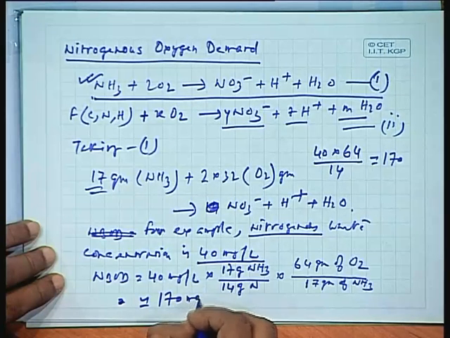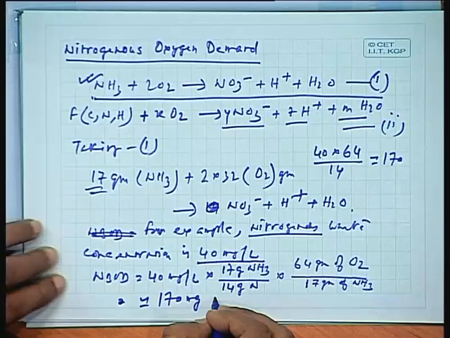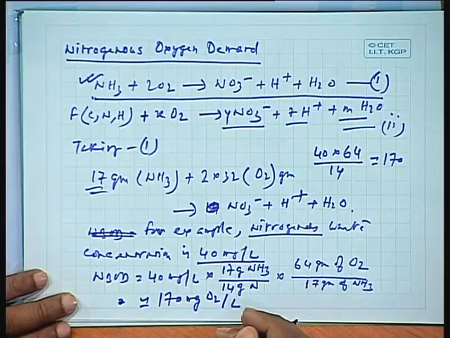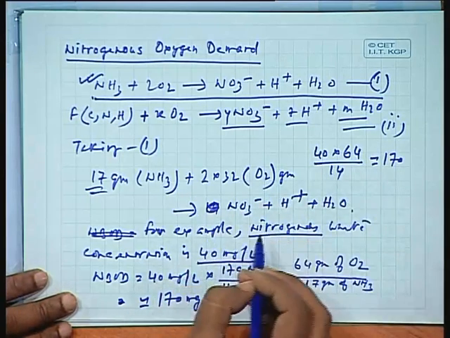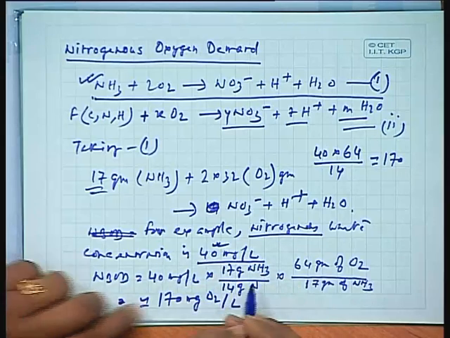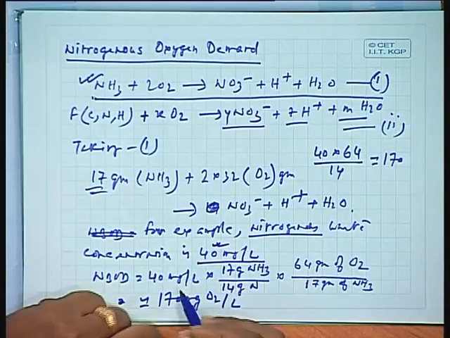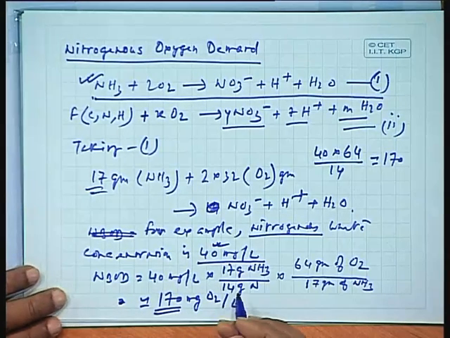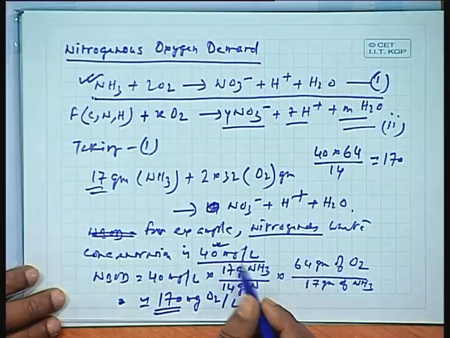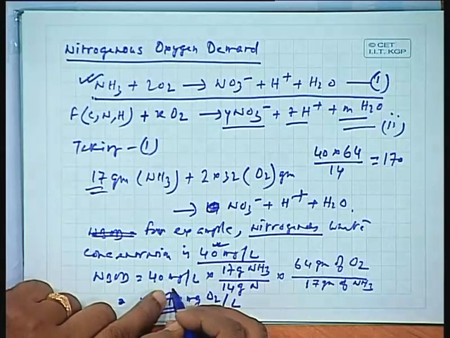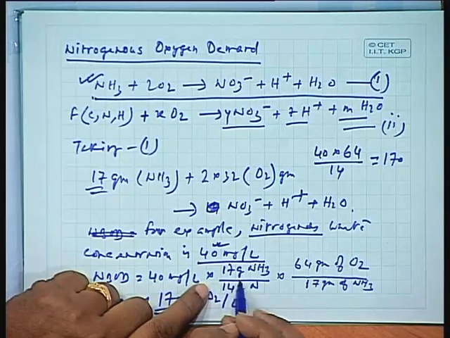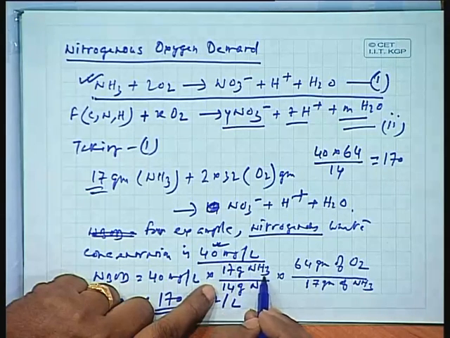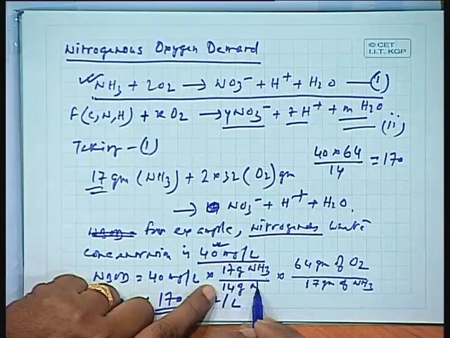170 milligram oxygen per liter, right. This is because the waste that we have said is 40 milligram per liter. The grams are getting cancelled, only milligram per liter remains. So you can see this would finally be 170 milligram per liter. What we are finding out is, for 40 milligram per liter, 17 gram of ammonia would provide 14 gram of nitrogen.